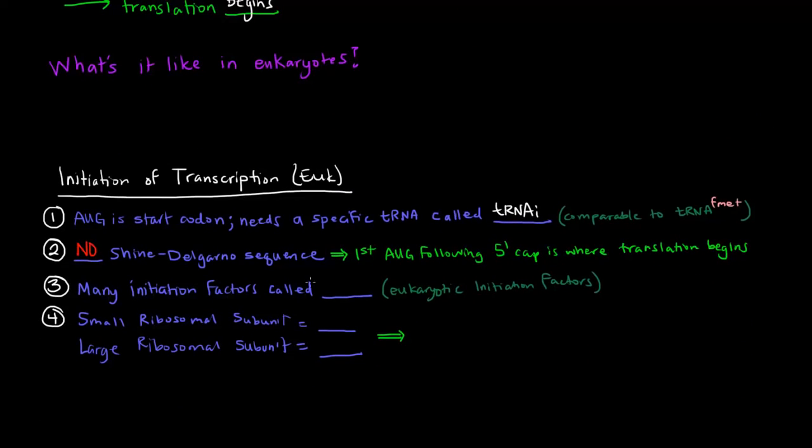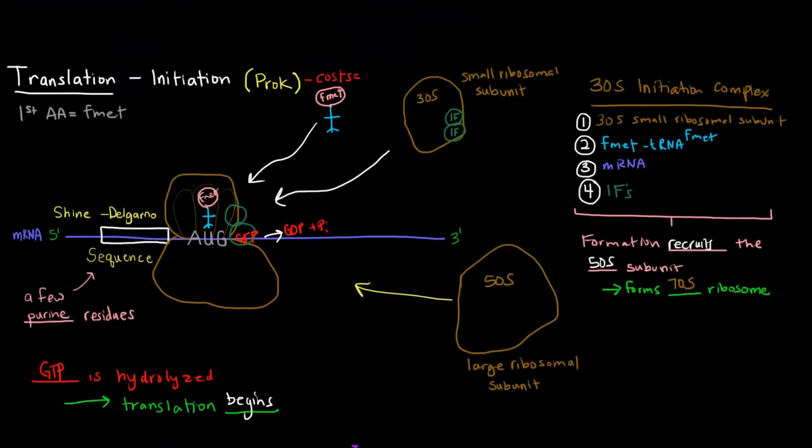There are many initiation factors, and they're called eIFs, and the e just stands for eukaryotic. The last thing is that the small ribosomal subunit in eukaryotes is 40S. It is 40S, and the large one is 60S. And you might think that that'll add up to 100S, and that's not the case. 40S plus 60S will equal an 80S complete ribosome. So that's the difference in eukaryotes. Otherwise, it's pretty much the same.